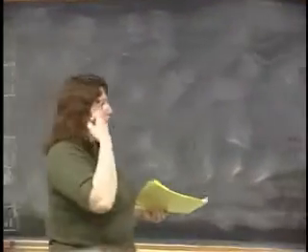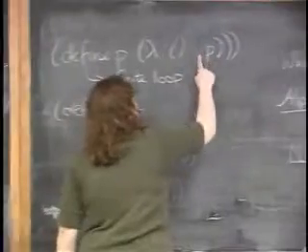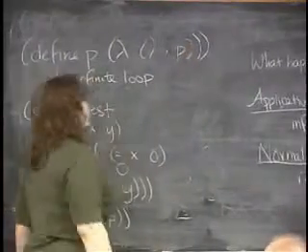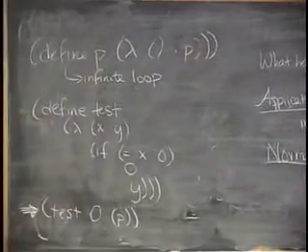If you get rid of the parentheses on the P, would that end the infinite loop? What would happen there?